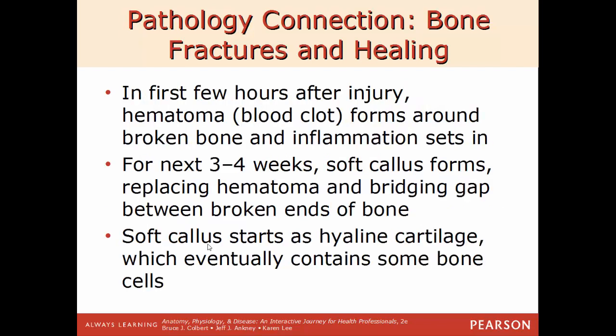All right, now we'll talk about bone healing in our pathology connection. In the first few hours after an injury, a blood clot forms around the broken bone. It's called the hematoma. You also will have inflammation start to set in. For the next 3 to 4 weeks after this, a soft callus forms that will replace that hematoma, bridging the gap between the broken ends of the bone. The soft callus will start as hyaline cartilage, and that will eventually get replaced by bone cells, laying down the matrix to form more bone to connect the two ends of the bones together.